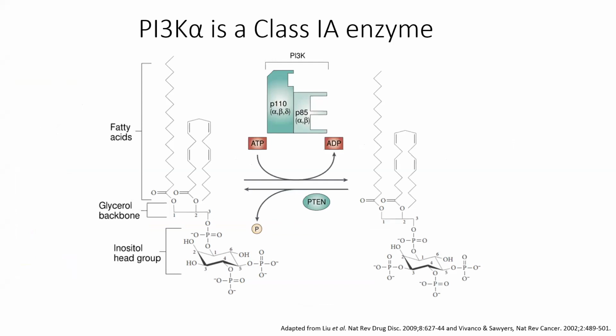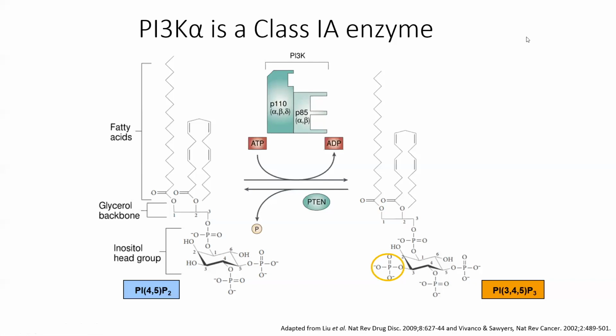PI3Ks are generally divided into three classes on the basis of subunit composition and substrate specificity. Within class 1 is a further subdivision into class 1A and 1B on the basis of regulatory subunit. Today I'll be telling you specifically about PI3K alpha, which consists of a p110 alpha catalytic subunit and a p85 regulatory subunit. PI3K alpha utilizes ATP hydrolysis to catalyze phosphoryl transfer at the 3' hydroxyl position of phosphatidylinositol 4,5-bisphosphate, or PIP2, giving rise to phosphatidylinositol 3,4,5-trisphosphate, or PIP3.